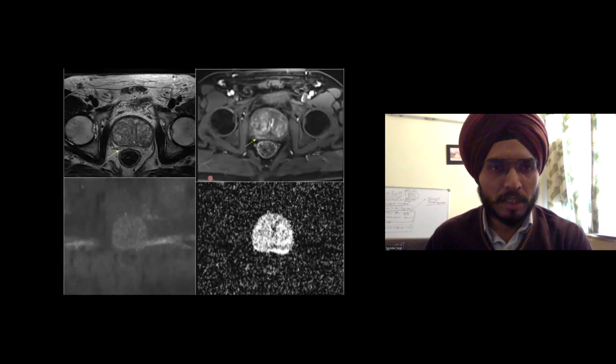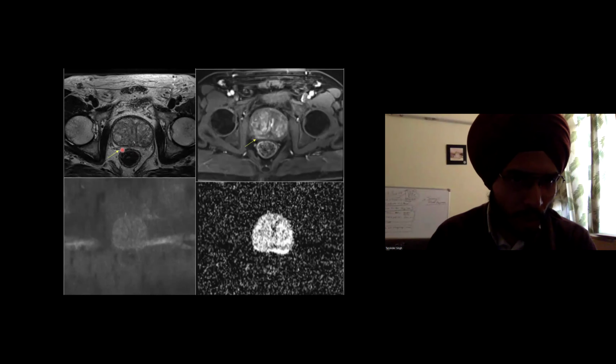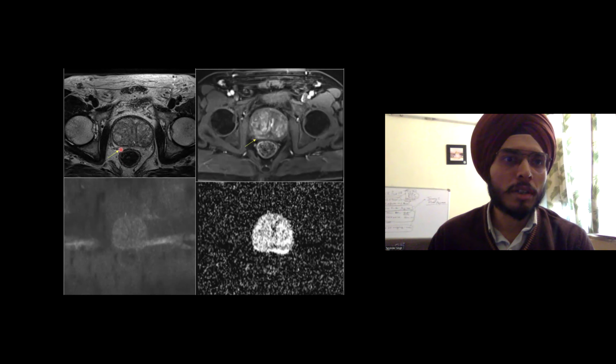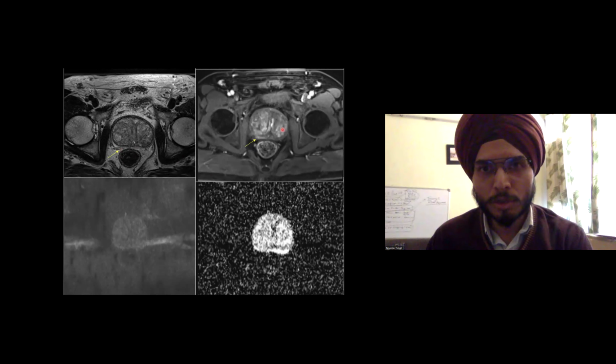In the next case, we can see again an ill-defined T2 hypointense lesion involving the right peripheral zone at around the 7 o'clock position, which showed minimal early enhancement as compared to the rest of the gland, but did not show any diffusion restriction. Again, it was a PIRADS 2 lesion.